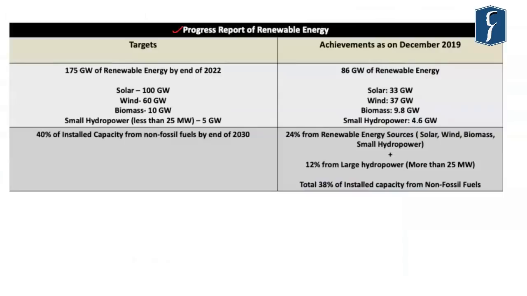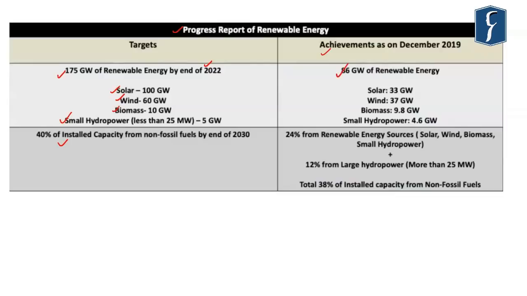Further, as far as the progress report of renewable energy is concerned, as you all must be aware, the government of India has come up with a vision to generate 175 gigawatt of renewable energy by the end of 2022, out of which the target for solar energy is 100 gigawatt, wind is 60 gigawatt, biomass is 10 gigawatt, and small hydropower is 5 gigawatt. And India has also set a target of having 40% of the installed power capacity from non-fossil fuels by the end of 2030.